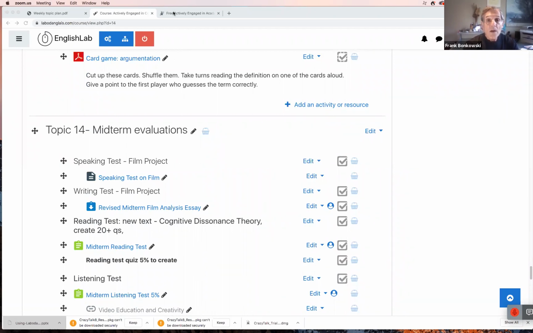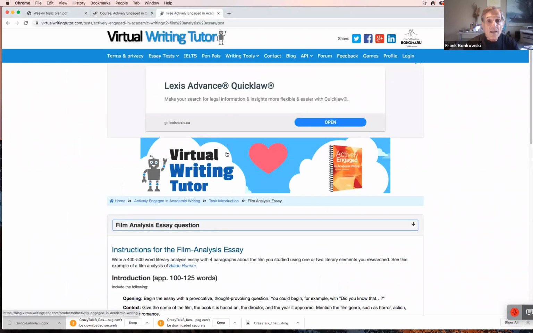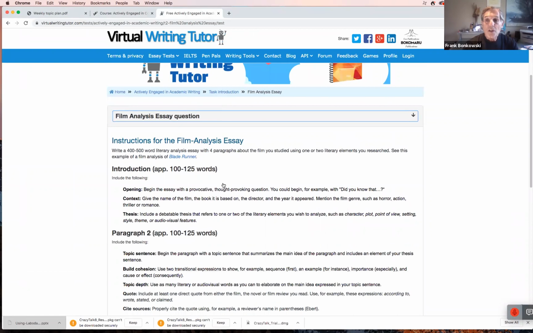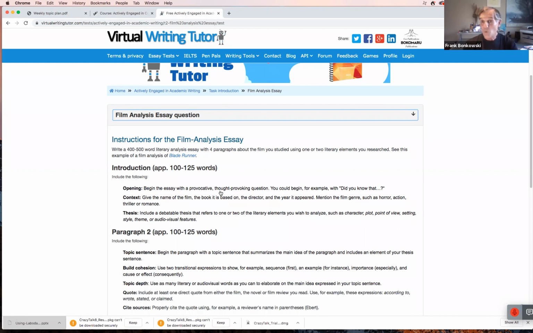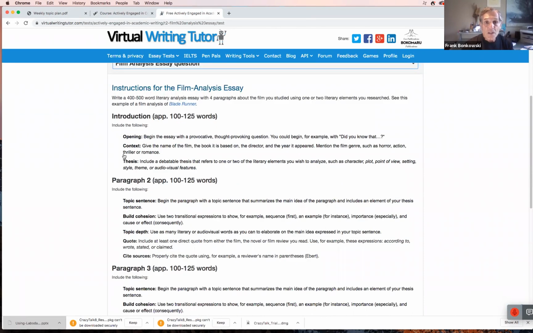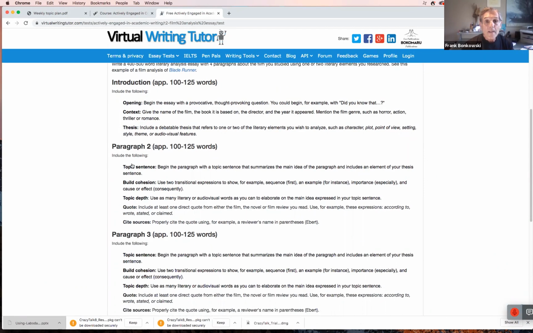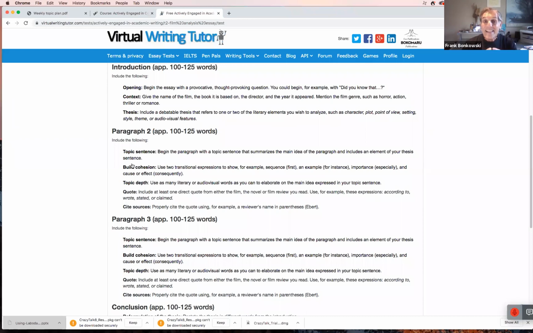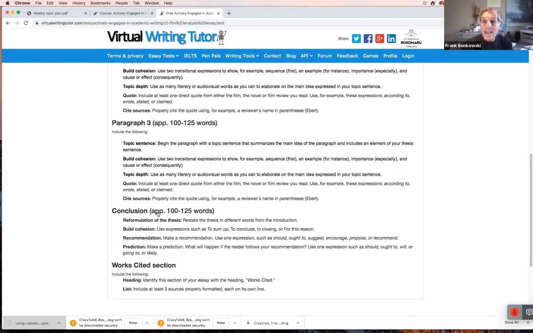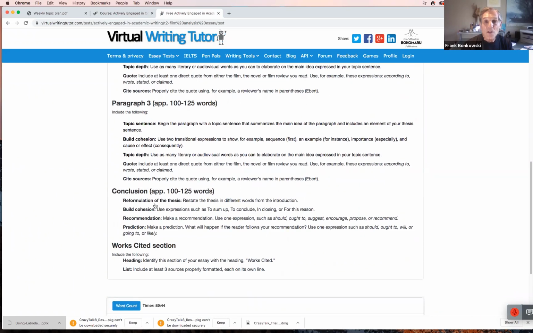For example, here for the film project, there is a film analysis essay, for which Nick Walker and I have created a feedback tool in the Virtual Writing Tutor, where students write an essay of up to 400 to 500 words, and they get corrective feedback immediately on their introduction, the context, the thesis statement, which is quite important, paragraph 2, paragraph 3, dealing with the topic sentence, cohesion, using quotes, which students learn about, and using specific expressions, citing sources correctly, writing a conclusion that restates the debatable thesis, and including a works cited section.